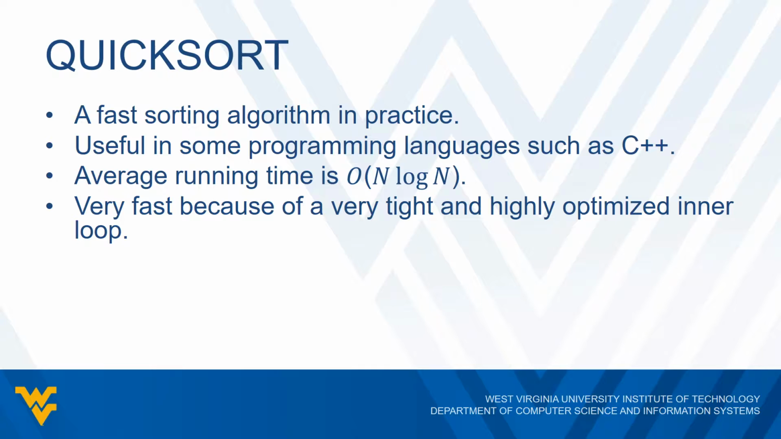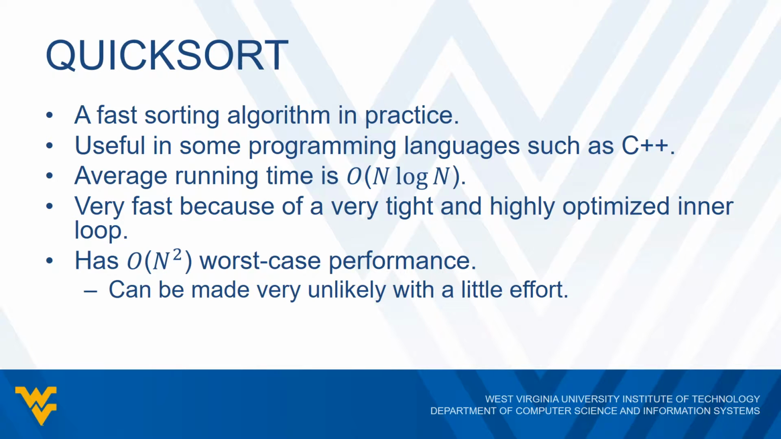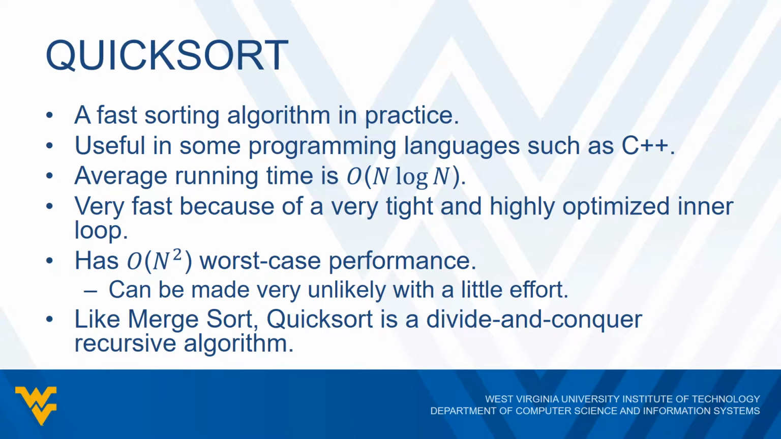Now, we say that the algorithm is O of n log n in the average case. If we do not implement this correctly, there is a possibility that we can get an O of n squared time algorithm for the worst case. However, if we do this correctly, there is a very, very small chance, a very unlikely chance, that we would get the O of n squared bound. So with a little bit of effort, we can get something closer to the O of n log n bound that we want. And also, like merge sort, quicksort is a divide and conquer recursive algorithm.